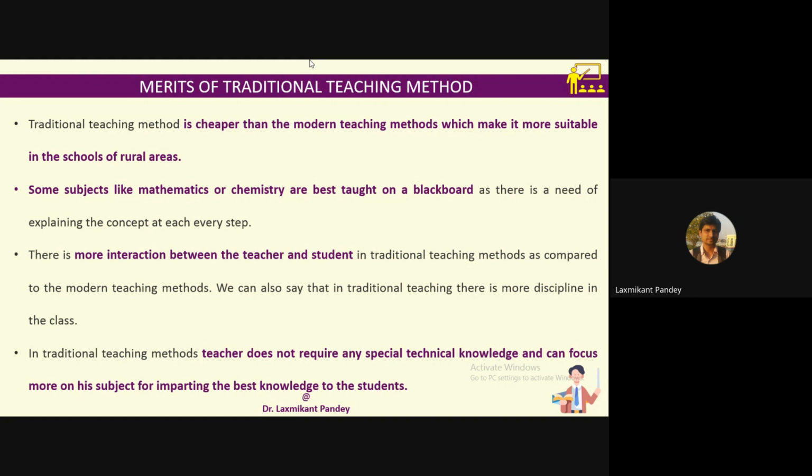At the same time, there is more interaction between the teachers and the students in the traditional teaching method. It has a very good merit, because interaction is very important when you are delivering information and knowledge among the students. So there should be interaction between the students and the teacher. That is very important. And in traditional teaching methods, the teacher does not require any special technical knowledge and can focus more on his subject for imparting the best knowledge to the students.